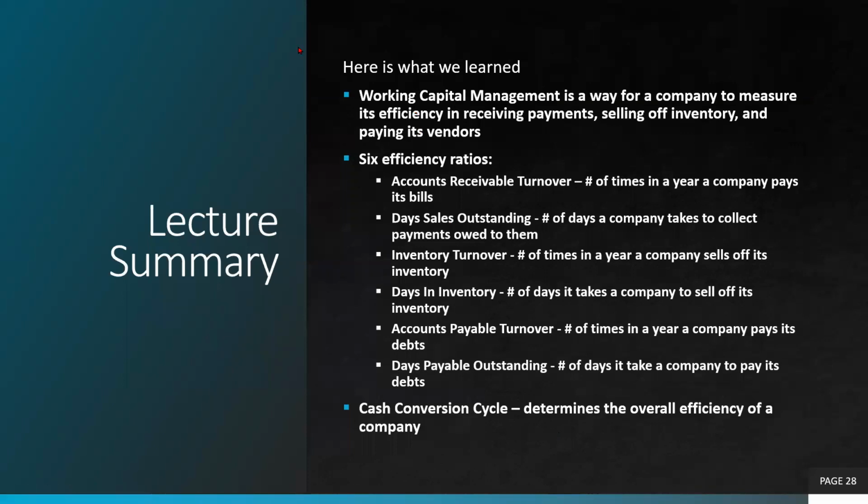So we've gone through a lot in this lecture. So working capital management is a way for a company to measure its efficiency in receiving payments, selling off inventory, and paying its vendors. We've gone through 6 efficiency ratios: accounts receivable turnover, and days sales outstanding, inventory turnover, days in inventory, accounts payable turnover, and days payable outstanding. And finally, the cash conversion cycle, which are the results from days sales outstanding, days in inventory, and days payable outstanding. And that determines the overall efficiency of an organization.